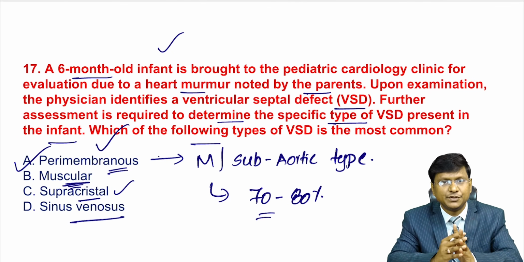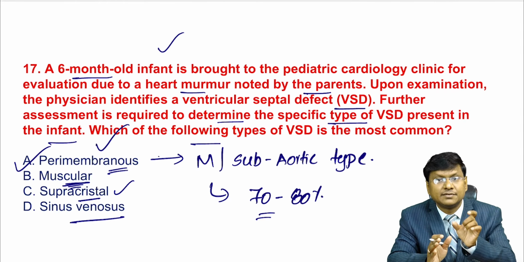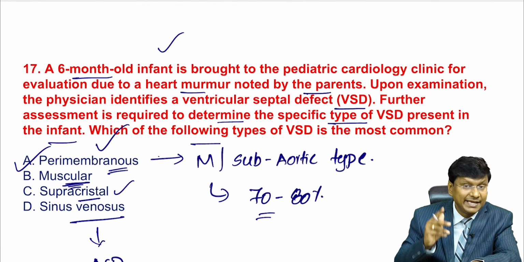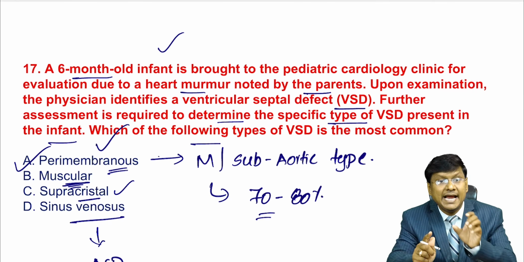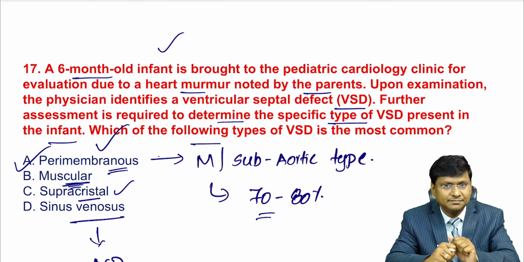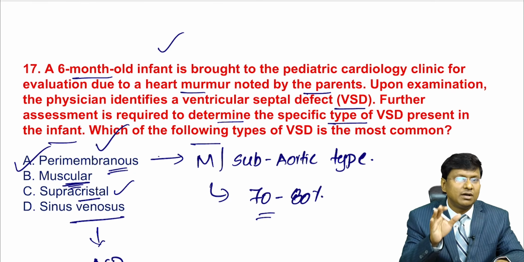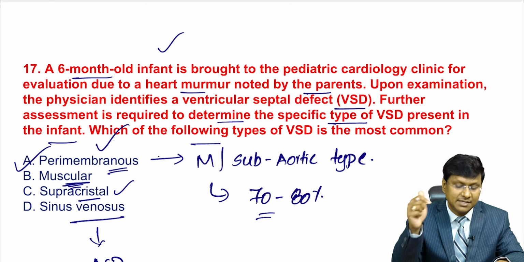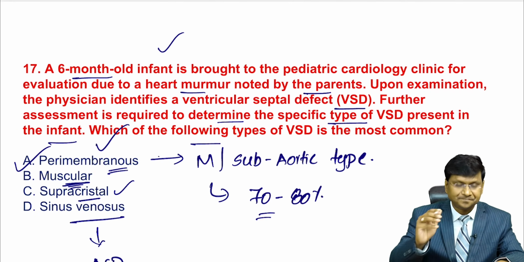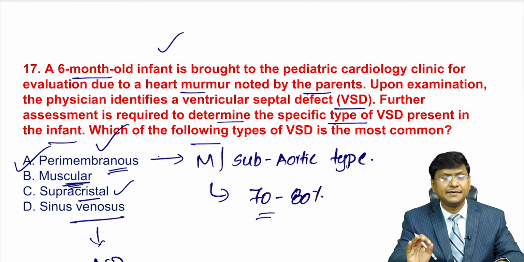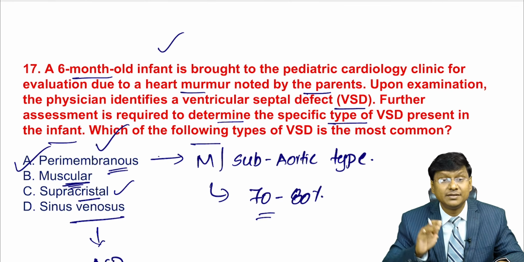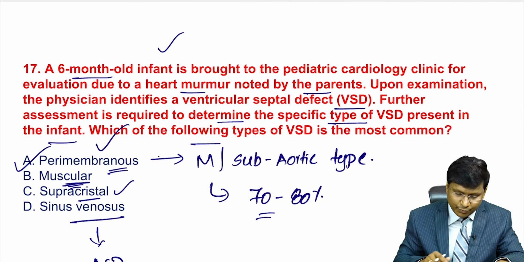Then we have the sinus venosus. The sinus venosus defects are a type of atrial septal defect, but not VSDs. They involve the atrial septum, specifically the area where the superior or inferior vena cava enters the right atrium. So sinus venosus defects are a type of ASD, right? So this is about the question related to the atrial septal defect. Moving on to the next question.